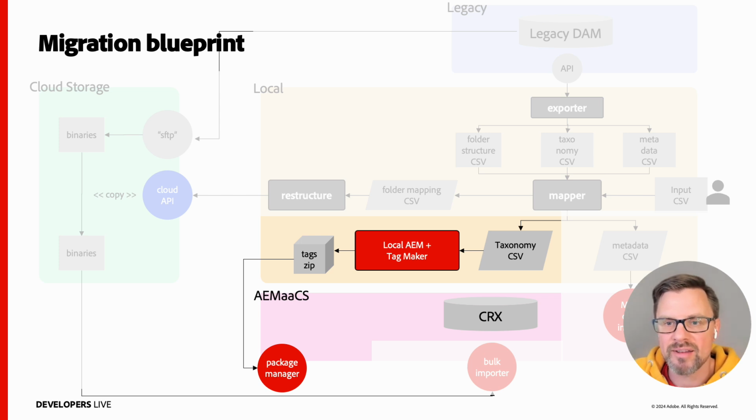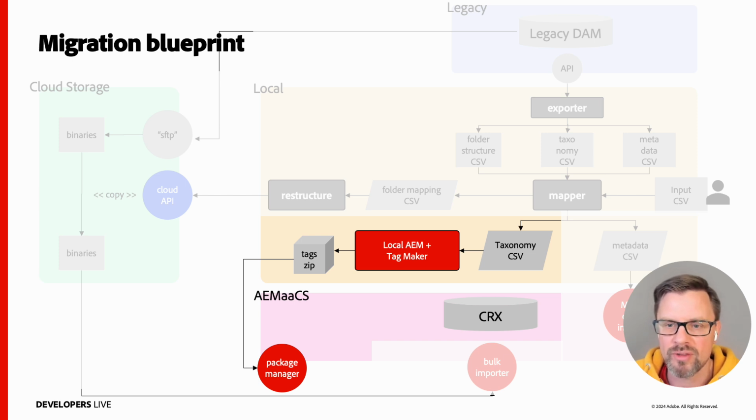The second artifact the mapper produces is a taxonomy CSV file. This CSV file can be directly transformed into a tag structure in /content/cq:tags using ACS Commons Tag Maker. A little downside here, the latest version of Tag Maker only supports Excel files. I usually install an older version of ACS Commons on a local instance and create a CQ package from there that I can then import via Package Manager to the cloud instance.